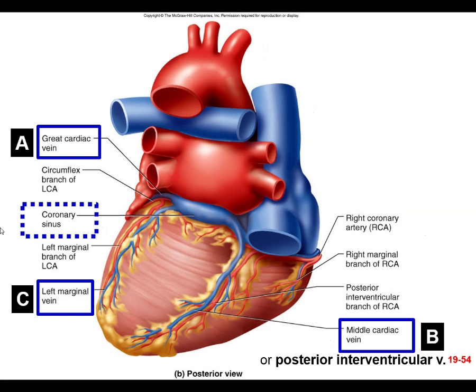And there's the posterior view of it. The great cardiac vein, the coronary sinus. What does the coronary sinus look like to you? It's that vein, right? Because this is a question on your test: do coronary veins feed into the vena cava? No, they bypass it.